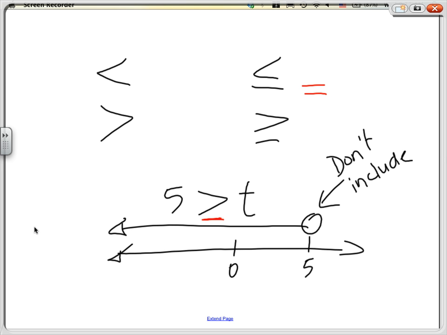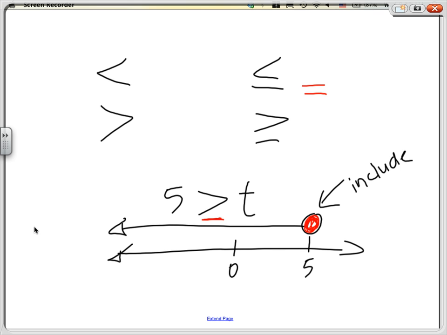Yes. Or equal to. So it means or equal. So now the question is, can 5 be less than 5 or equal to 5? Yes or no? Yes. If your answer is yes, then what it means is, please now, I want you to go ahead and include it. So include means you shade it in, right? And of course, if I don't include it, I leave it open.